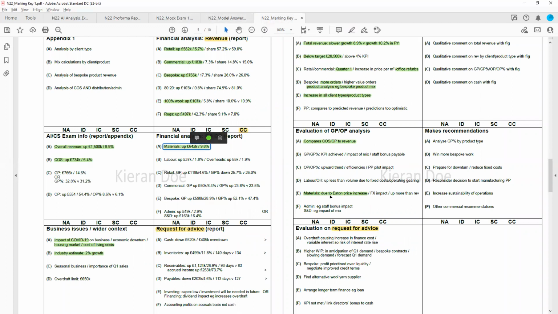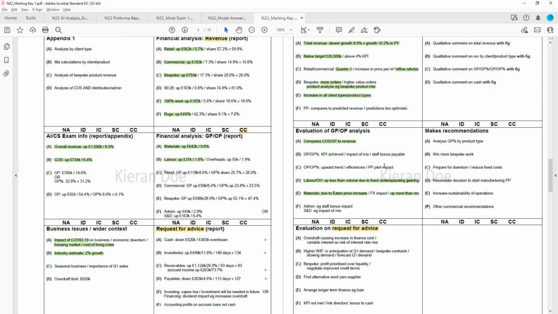again, so number, reason, this was kind of our further insight point. Then we had a context point, which wasn't there. And then labor, we did labor. We said labor had gone up. Reason, it didn't mention the pay rise on the marking key, surprisingly, but it did mention the point about fixed costs and operating gearing, which we mentioned.